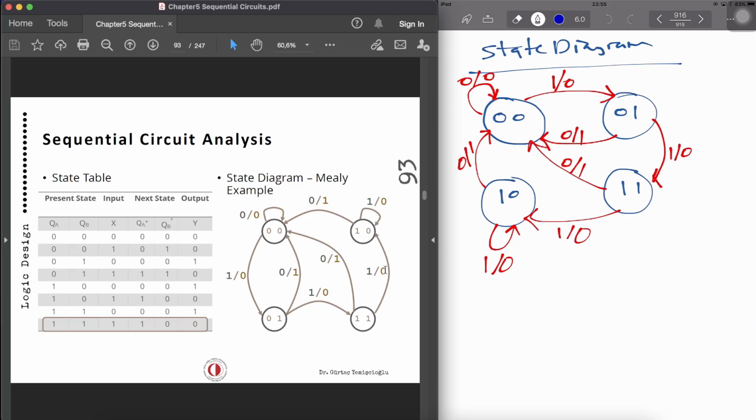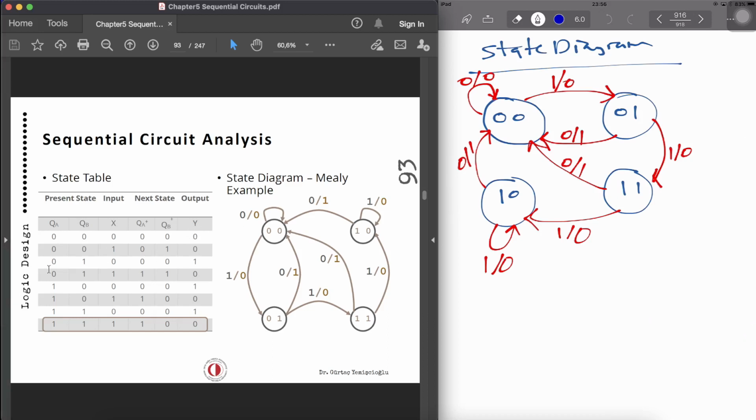One another thing that we can identify in these state tables or state diagrams is that maybe we can optimize this circuitry. How do we optimize the circuitry? We can look at whether there are similar states. What do we mean by similar states? When you look at the table, if the present state, input, next state, and the outputs are matching, we can get rid of those. We don't need to repeat the same states.